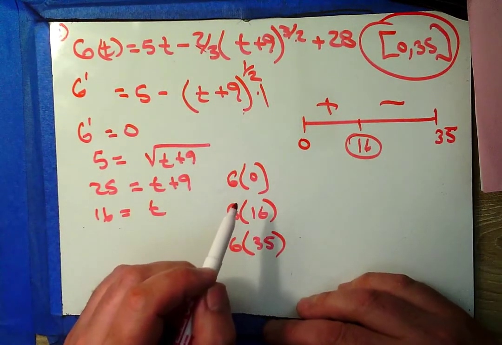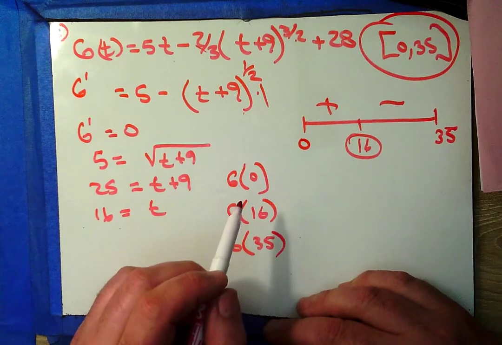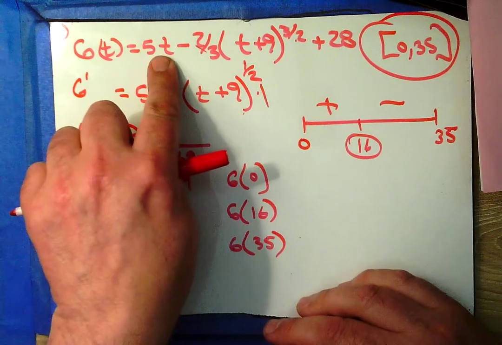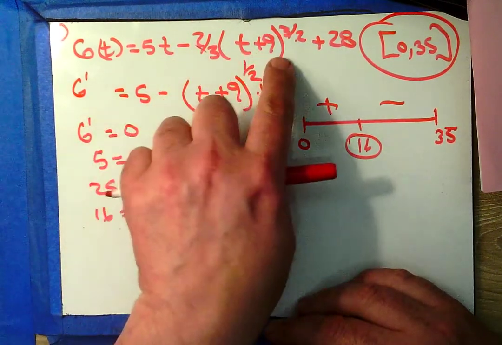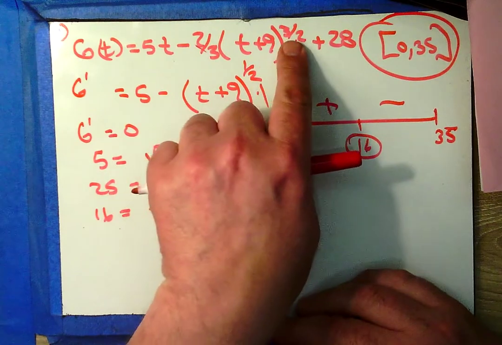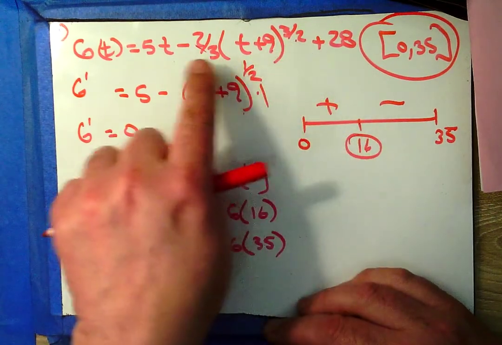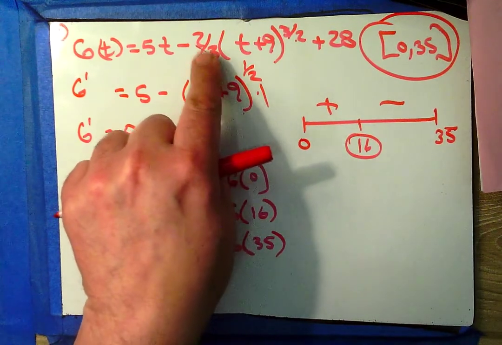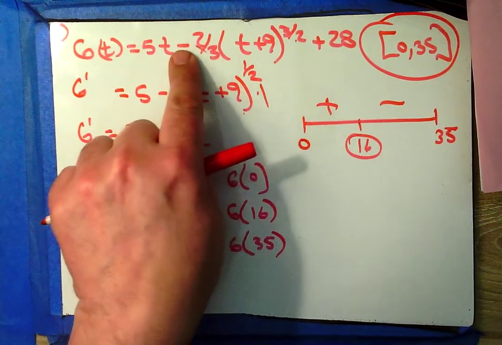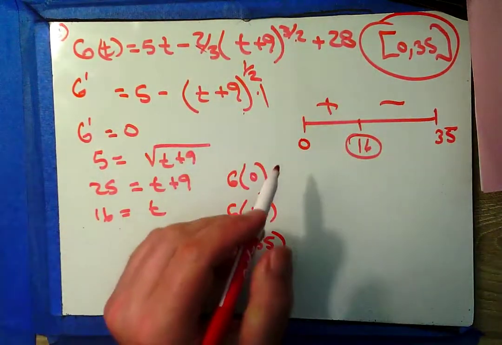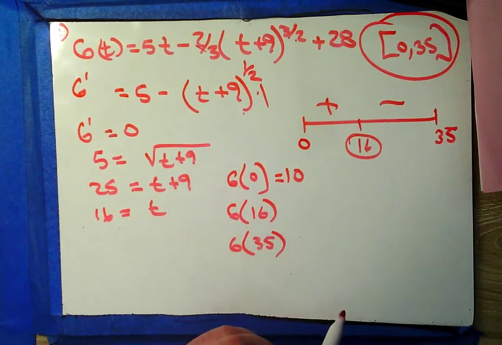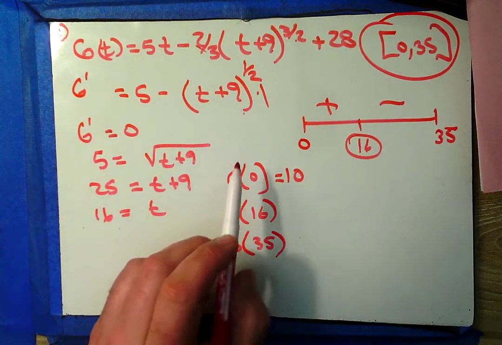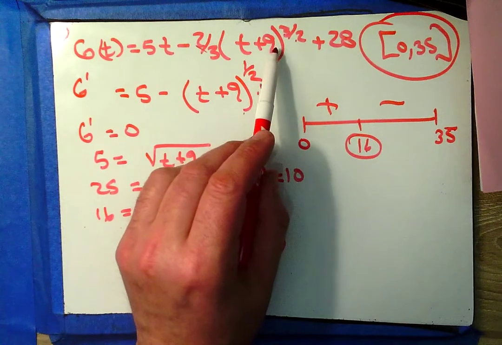g function. So if I plug in a 0, square root of 9 is 3. 3 to the third is 27 divided by 3. 27 divided by 3 is 9 times 2 is 18. So I got negative 18 plus 28. I get 10. If I plug in a 16, though, 16 plus 9, oh, well, that works.